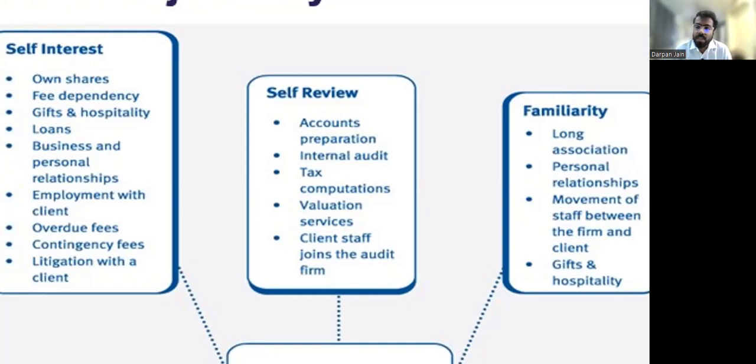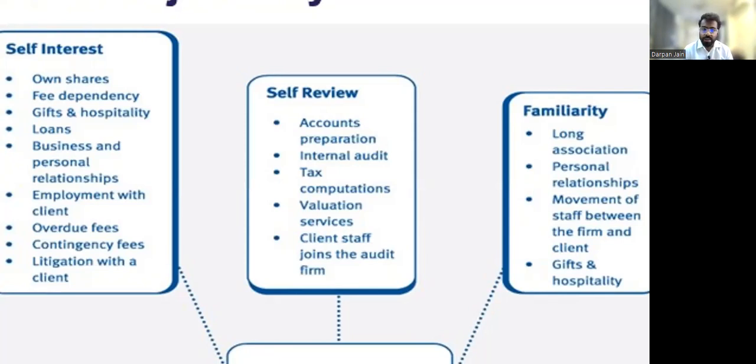He will be reviewing his own work because he was the employee there earlier. Correct? He can be in the audit team of other clients, right? This audit firm will have other clients also, apart from ABC Private Limited. He can be in the audit team of other clients, but he cannot be in the audit team of ABC Private Limited because he was the employee there earlier.